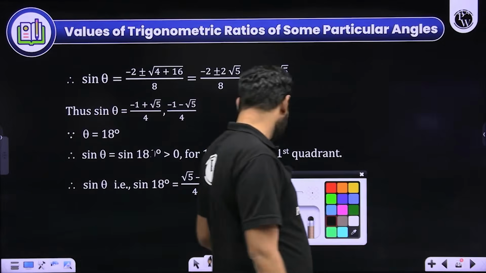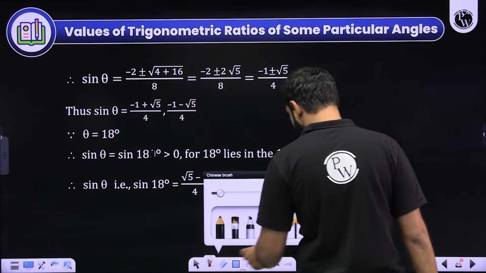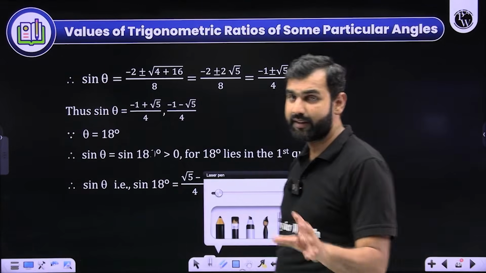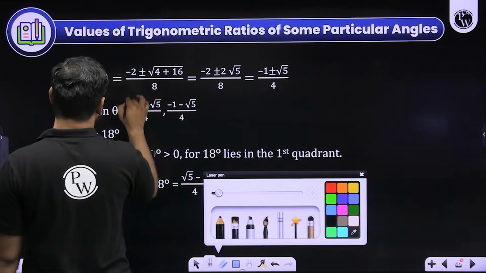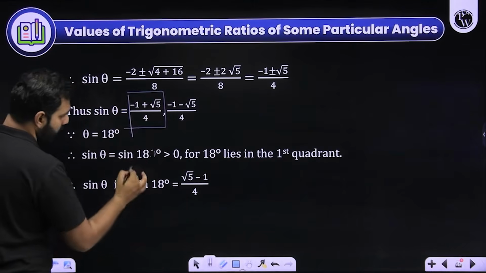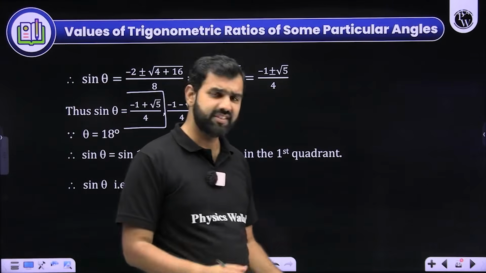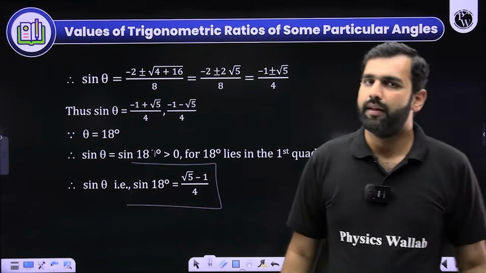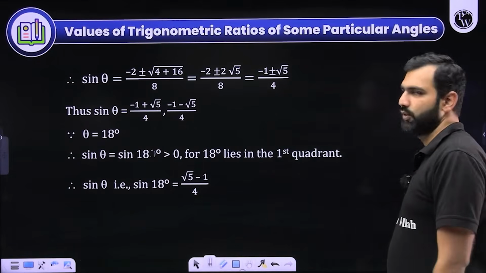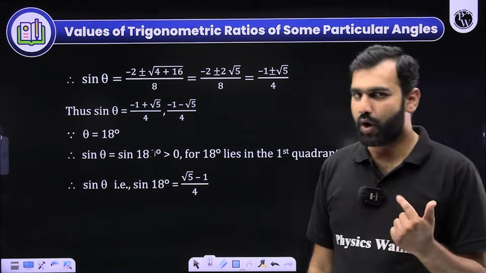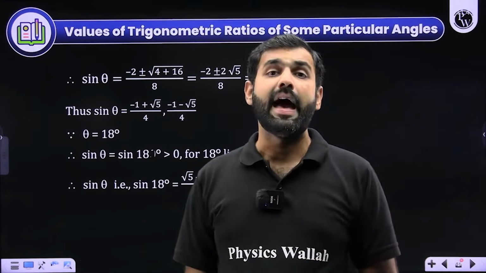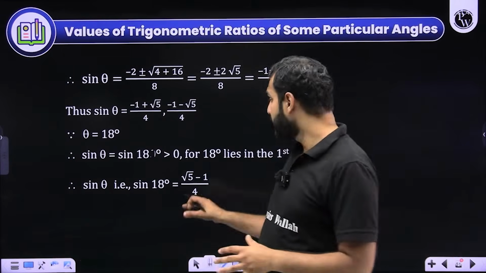So here, what will be the value of sine 18 degree? That should be a positive value. The positive part is root 5 minus 1 by 4. So remember, sine 18 degree is always root 5 minus 1 by 4. This is something which should be there at your fingertips. This will be used at a lot of other places as well. So remember, first, how did we find the sine 18 degree? And second, you should remember this result.